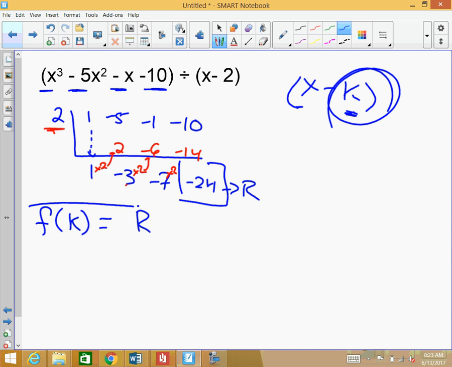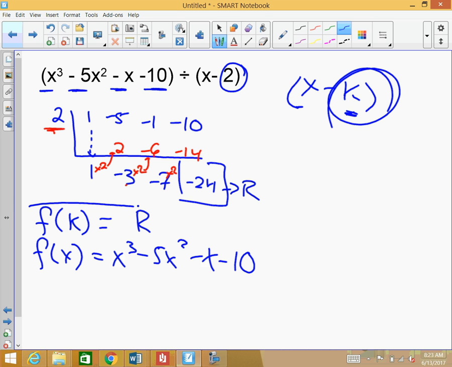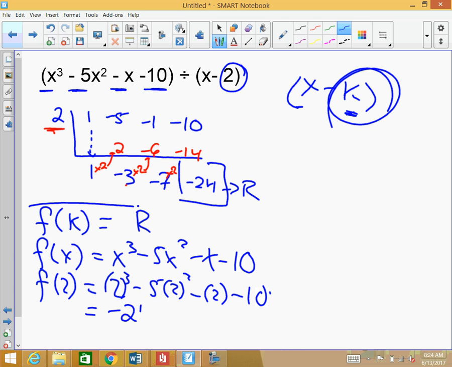So my f of x here is x cubed minus 5x squared minus x minus 10. Now my k in this case is 2, so I go f of 2. That's going to be equal to 2 cubed minus 5 times 2 squared minus 2 minus 10. And when I do this all out on my calculator, 8 minus 5 times 4, which is 20, minus 2 minus 10, I'm actually going to get, lo and behold, negative 24, which is exactly what my remainder was originally. So that's the remainder theorem.